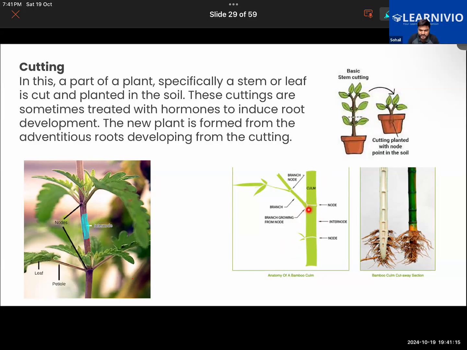So these are the different nodes present on the bamboo plant here. As you put it in the soil, roots will start to emerge from it. These are called adventitious roots. From these cuttings, adventitious roots will start to develop. From this one also, special roots called adventitious roots will start to emerge from the side of the stem, and hence a new plant will grow.